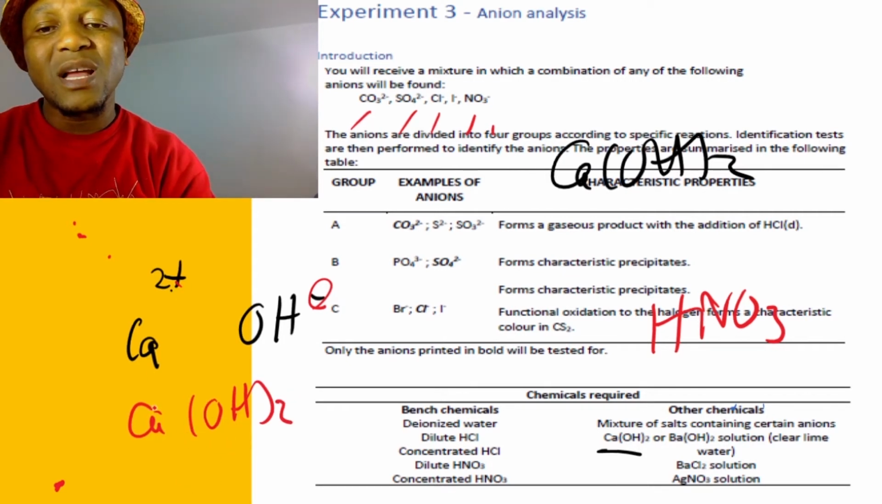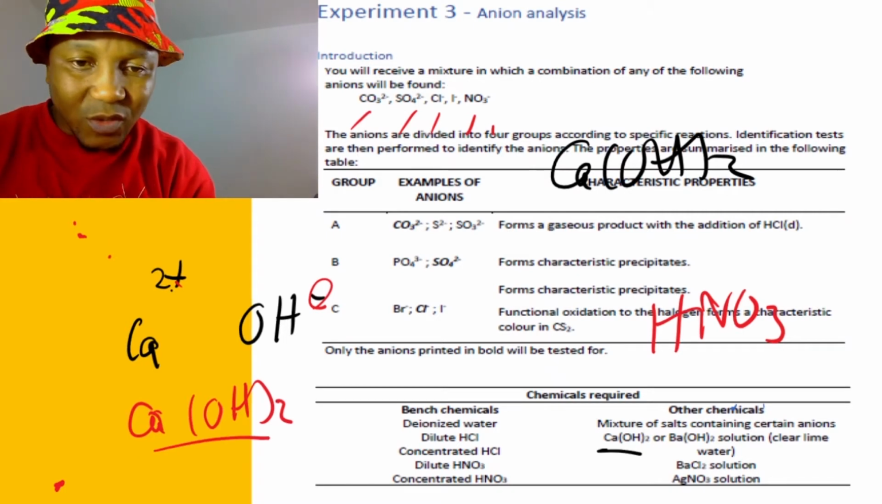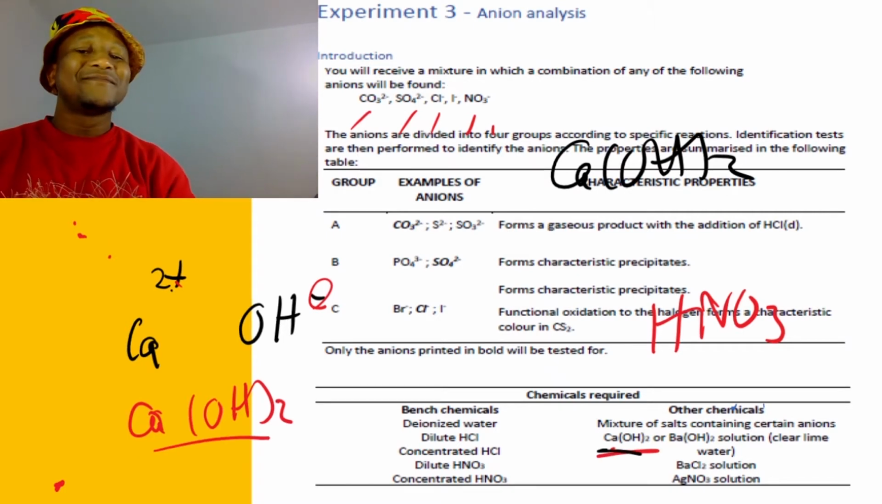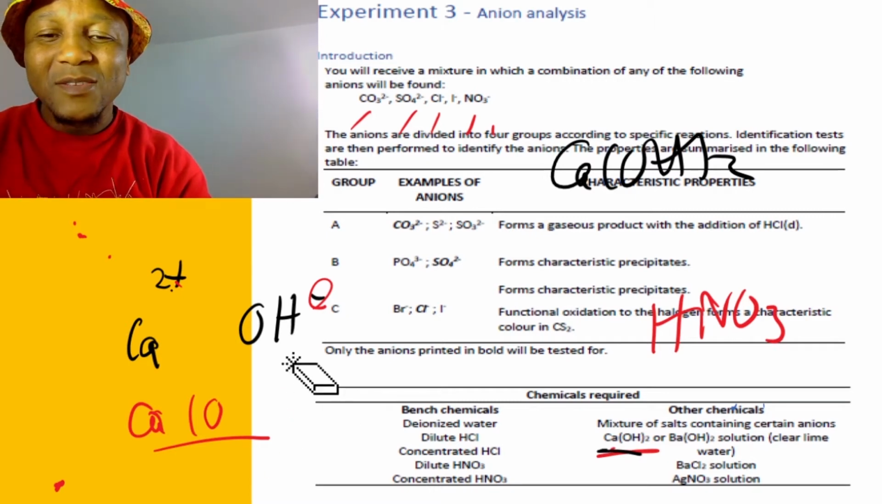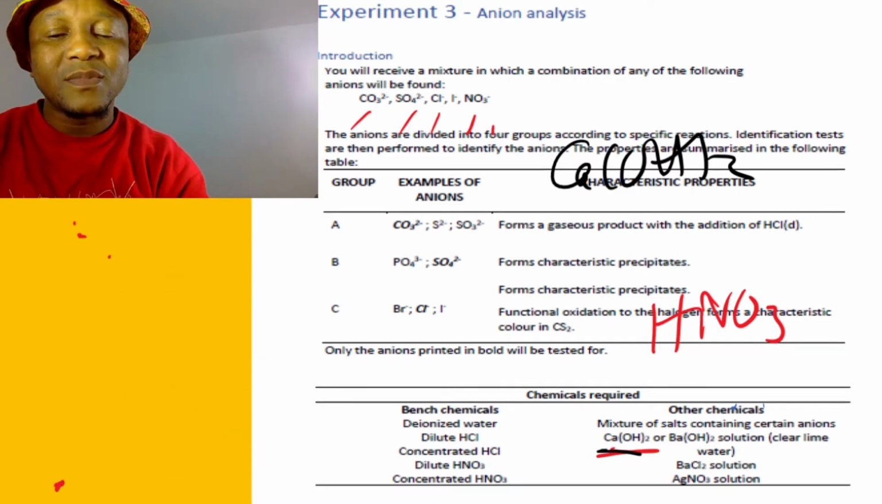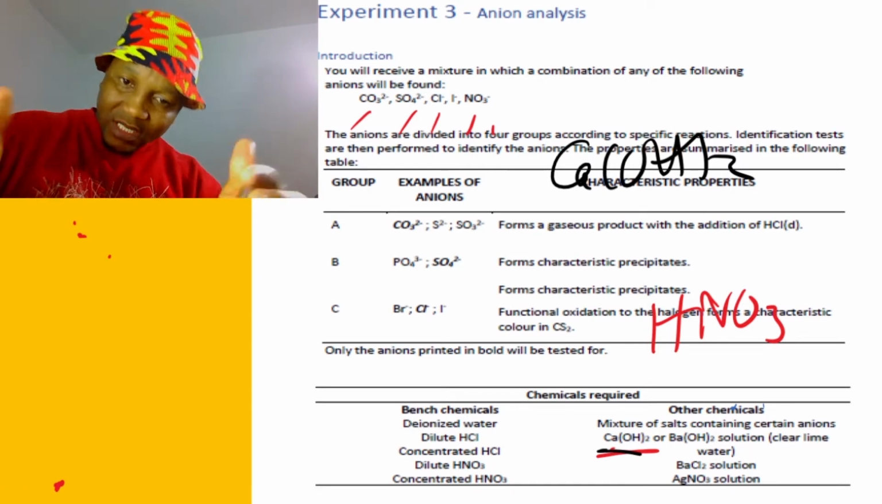Don't write 1. So it's calcium hydroxide. That's what we say, calcium hydroxide. You see what I'm saying? So it can change all the time. For example, I don't want to go out. Let's just focus on that.